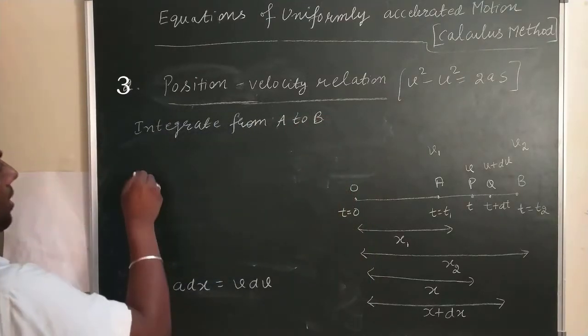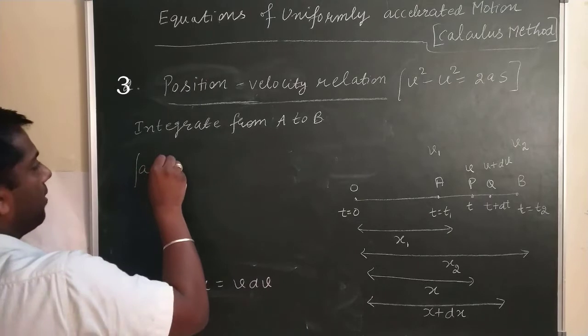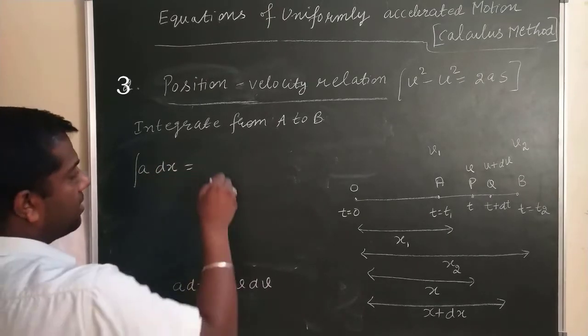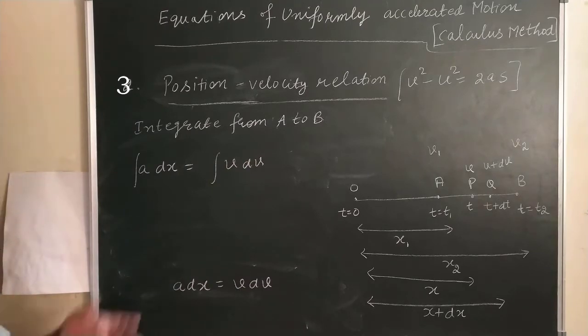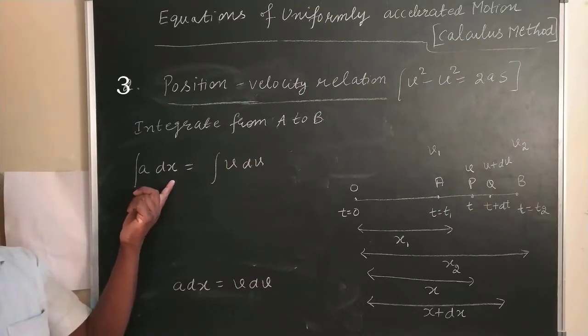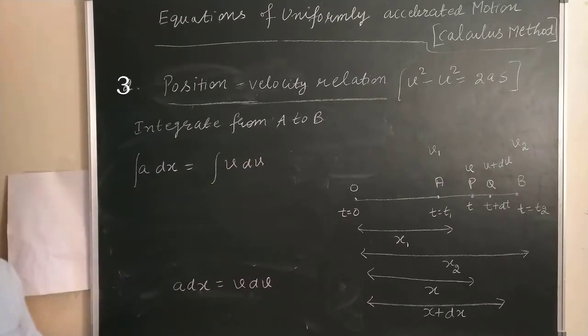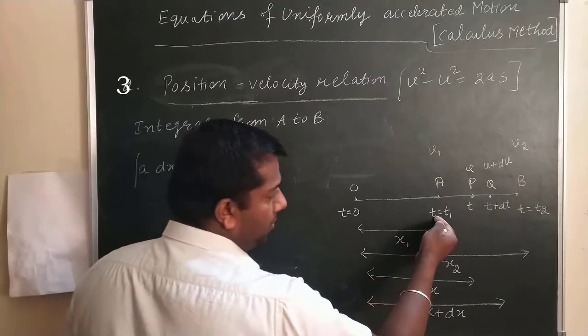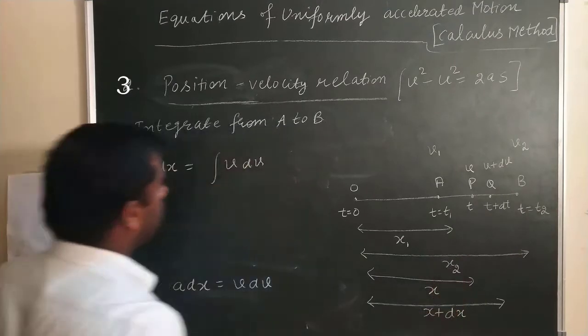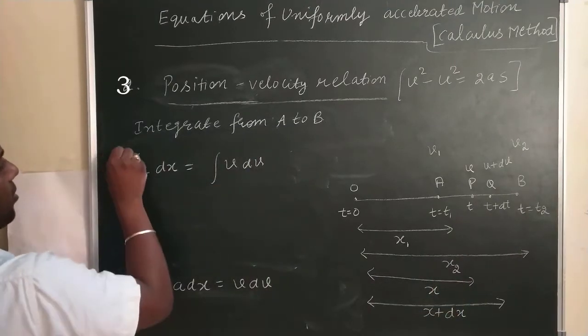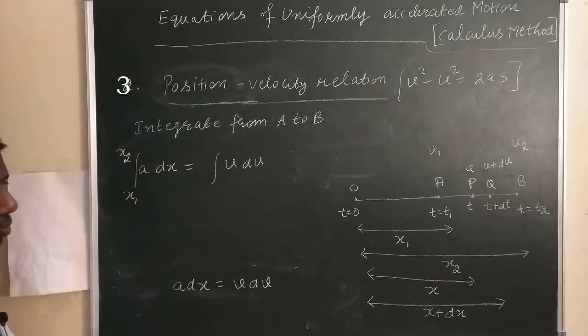What we have on the left hand side is dx, and on the right hand side we have v dv. This is the integration with respect to x, so we will put here the limits of x. For point a, x is x1, and for point b, x is x2. So the lower limit is x1 and the higher limit is x2.